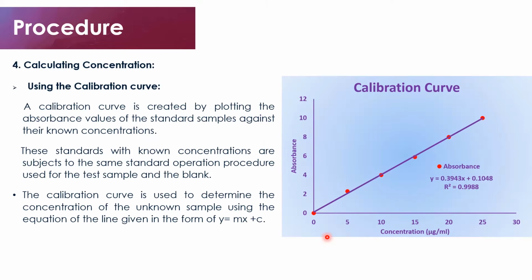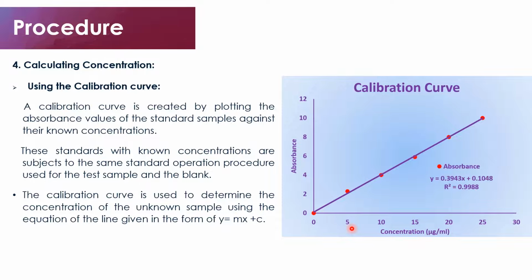Finally, let us look at the second method by which we can calculate the concentration of our unknown sample in the test analysis, and this is by the use of the calibration curve. What we have to note here is that the calibration curve is created by plotting the absorbance values of the standard samples on the y-axis against their known concentrations on the x-axis. From this calibration curve, we can see that the absorbance values of our standard samples are plotted on the y-axis against the known concentrations on the x-axis.